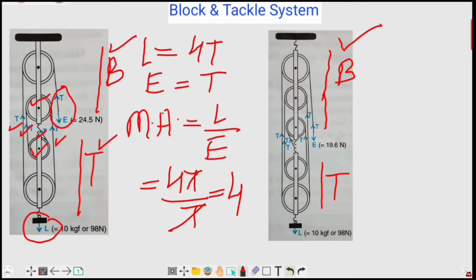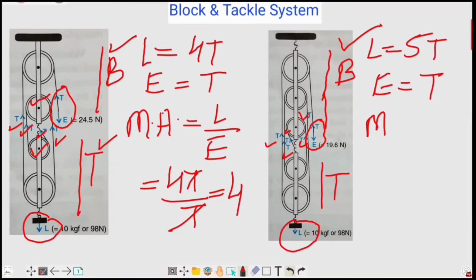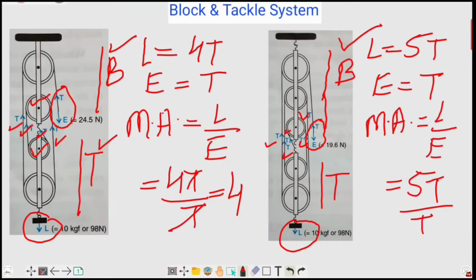Same way, when you look at the second figure, the load is supported by 1, 2, 3, 4, 5 segments of the string. So the load will be 5T, but the effort at the free end is only T. Same way, when you calculate the mechanical advantage, that is load upon effort, it will be 5T upon T, which equals 5.